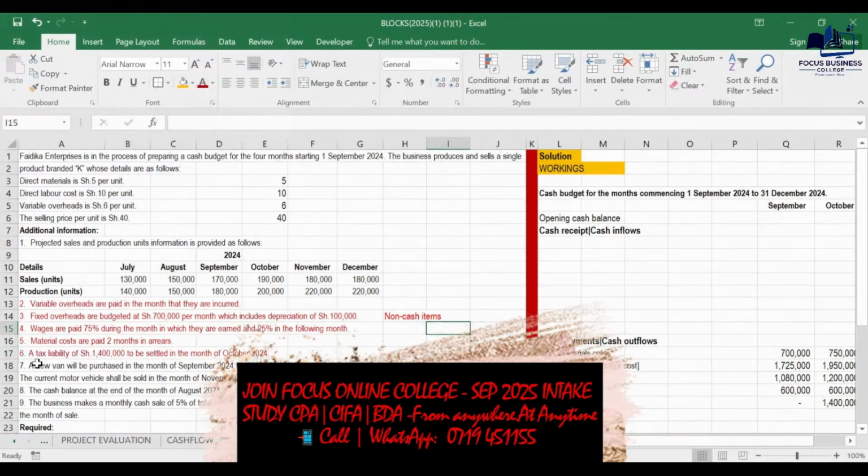We are told a new van was to be purchased in the month of September 2025. We have a purchase of a new van. So this van will be purchased in which month? In the month of September, at a cost of what? At a cost of 2 million.